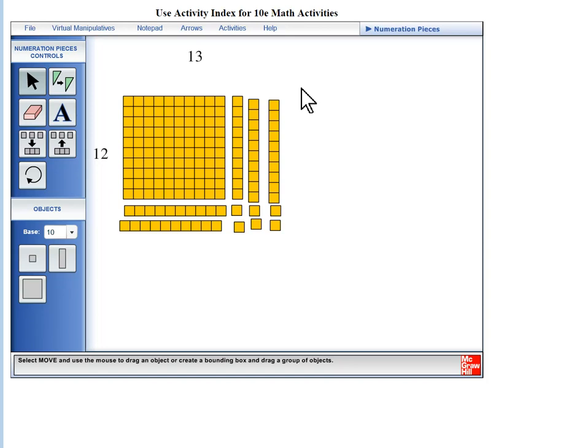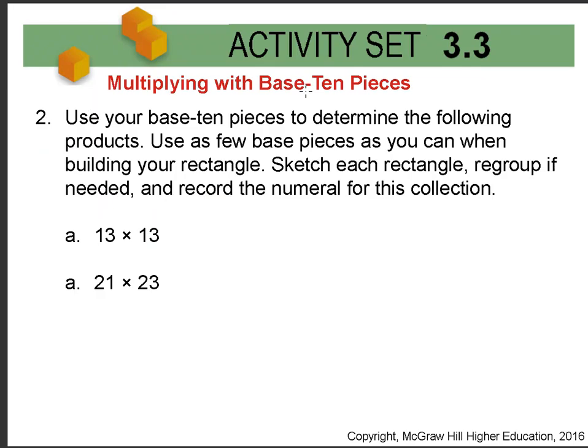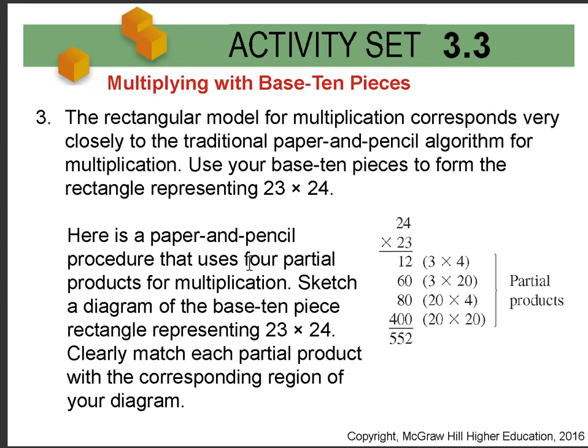For number 2, we ask you to continue with this idea and make some rectangles with your base 10 pieces. And in each case, figure out the final product. Then in number 3, we connect this to the way that we usually multiply. That's the traditional or standard paper and pencil algorithm.